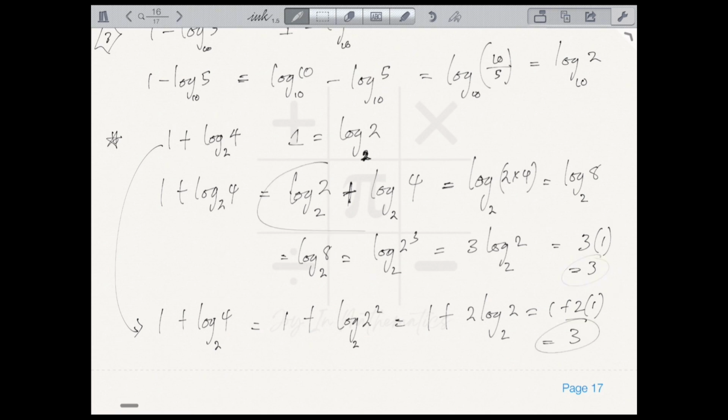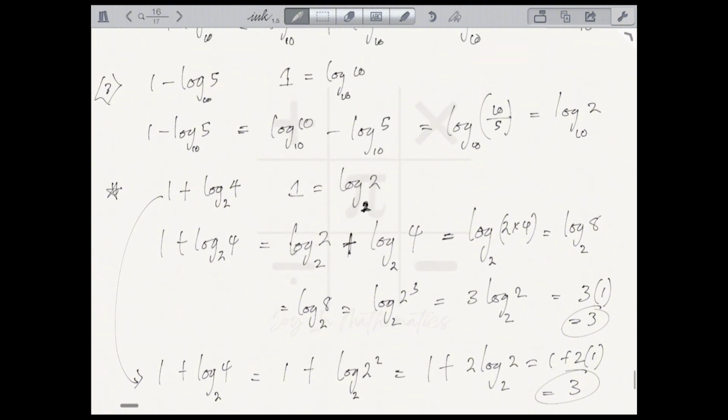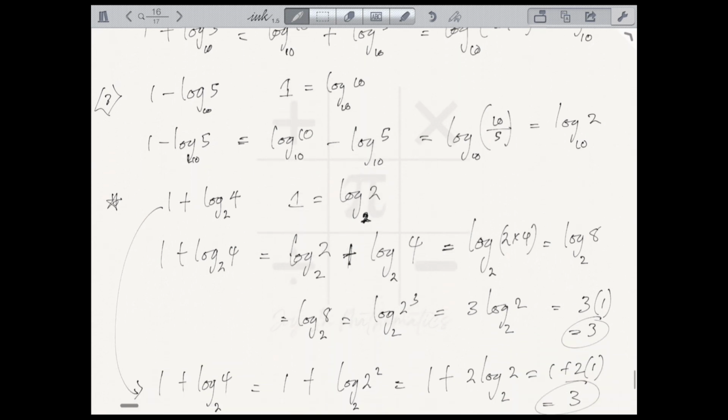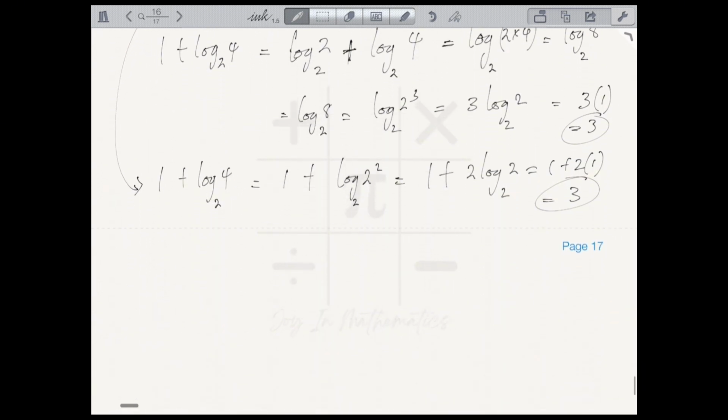Remember, we can still resolve this in another format, and then it continues like that. So the main focus of these two questions is that when we have an expression 1, we can rewrite it as log 10 to base 10, based on the base that we are simplifying. Okay, now let's take question 4.